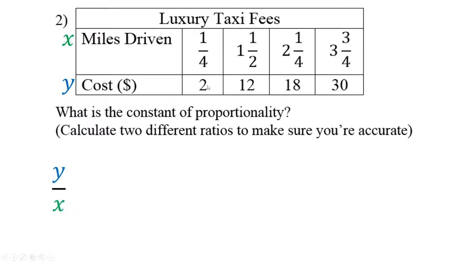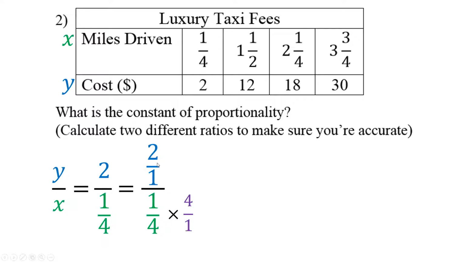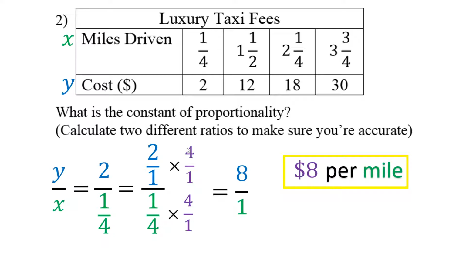So I tend to use the first ordered pair because it's the smaller numbers. So we're going to have 2 over 1/4. We solve our complex fraction by changing this 2 into a 2 over 1 and then multiplying by the reciprocal of the denominator, so it becomes a 1, doing the same exact number to the numerator to keep it equivalent. Multiply across, and we'll get 8 over 1. And we want to figure out what that means. So it means it's $8 per mile driven.